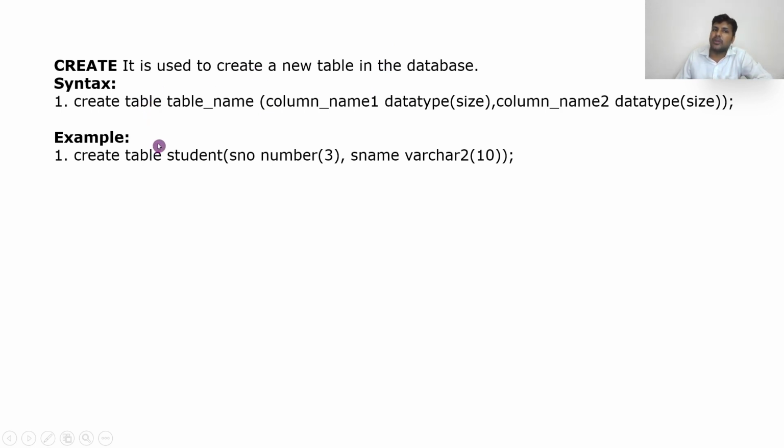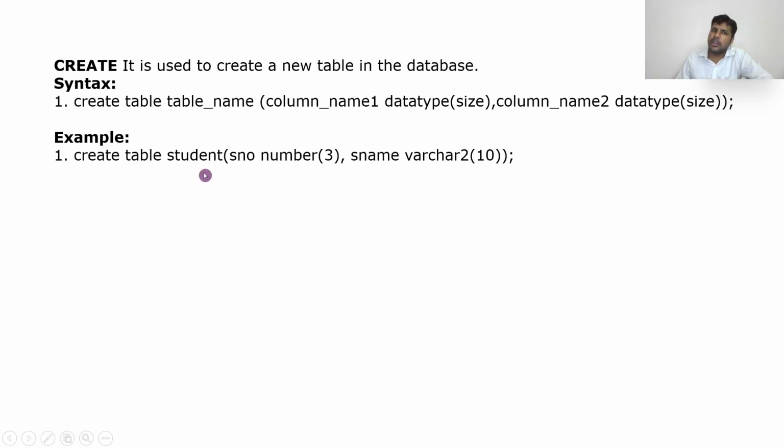For example, I want to create a table with 2 columns, serial number and S name. Then we can use create table. Let us see how. First, the syntax: create table, table name, column name 1, data type, size, comma, column name 2, data type, size. If you have more columns, you can write them the same way, separated by commas.